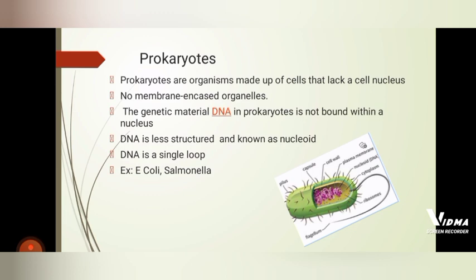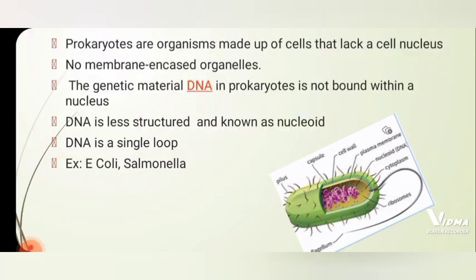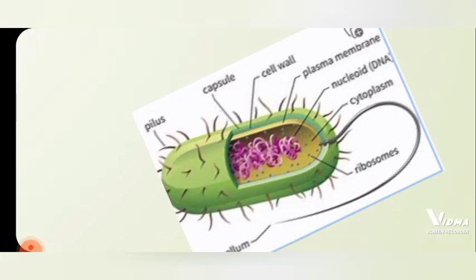Examples of prokaryotic cells: E. coli, Escherichia coli, and Salmonella are both examples of bacteria. Here you can see that instead of a well-defined nucleus, a nuclear region known as the nucleoid can be seen. And the cell lacks membrane-bound organelles.